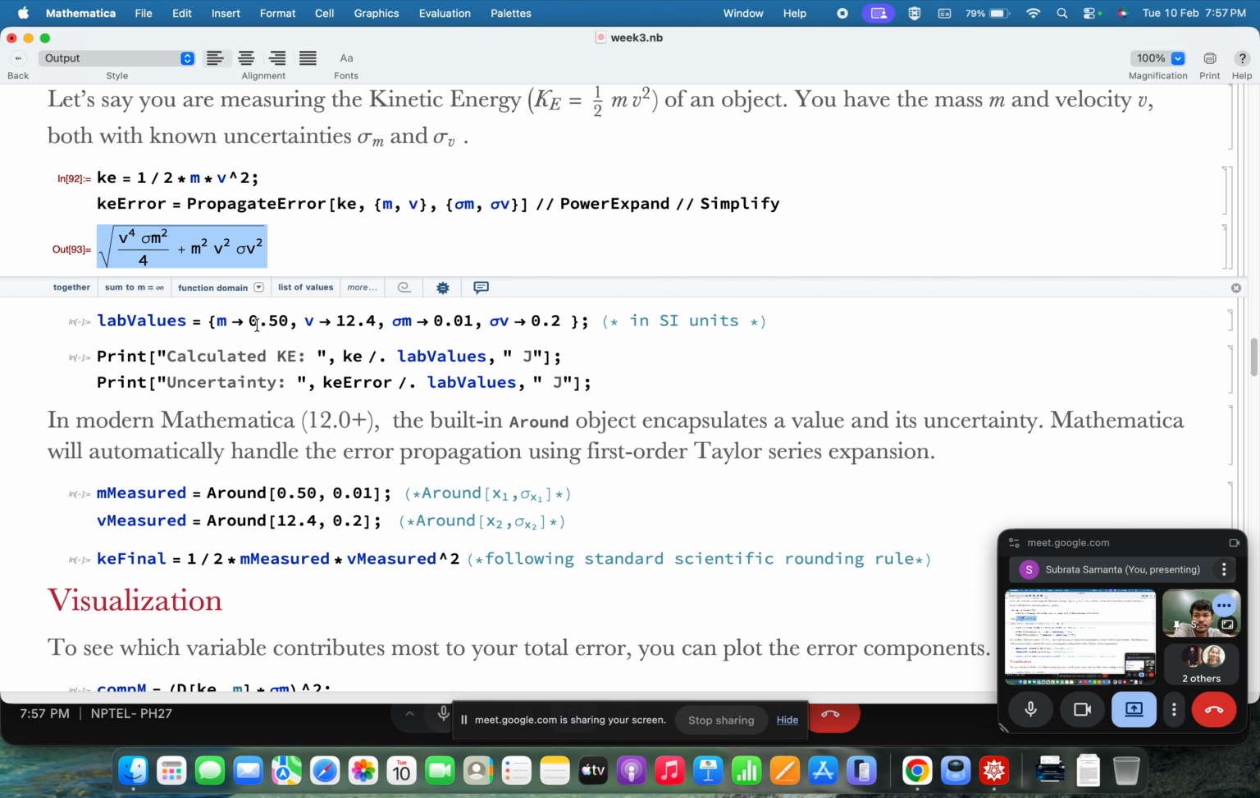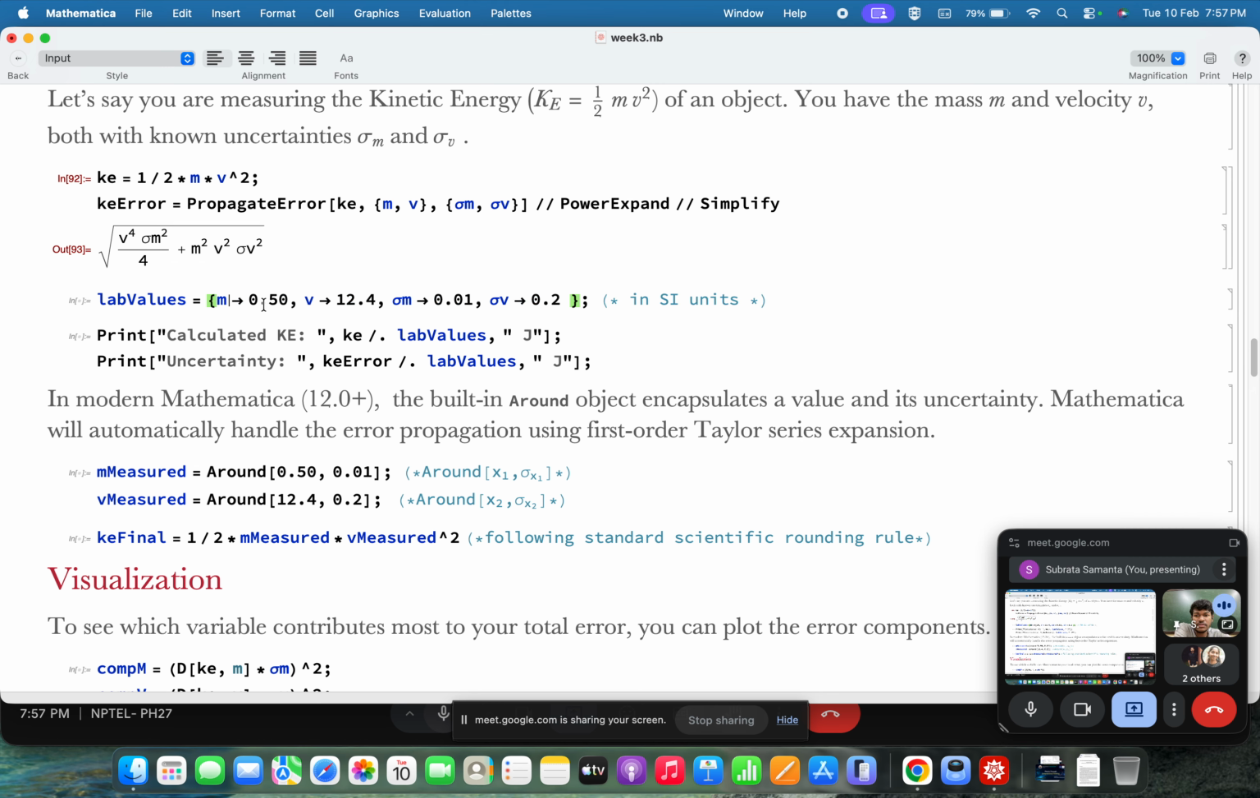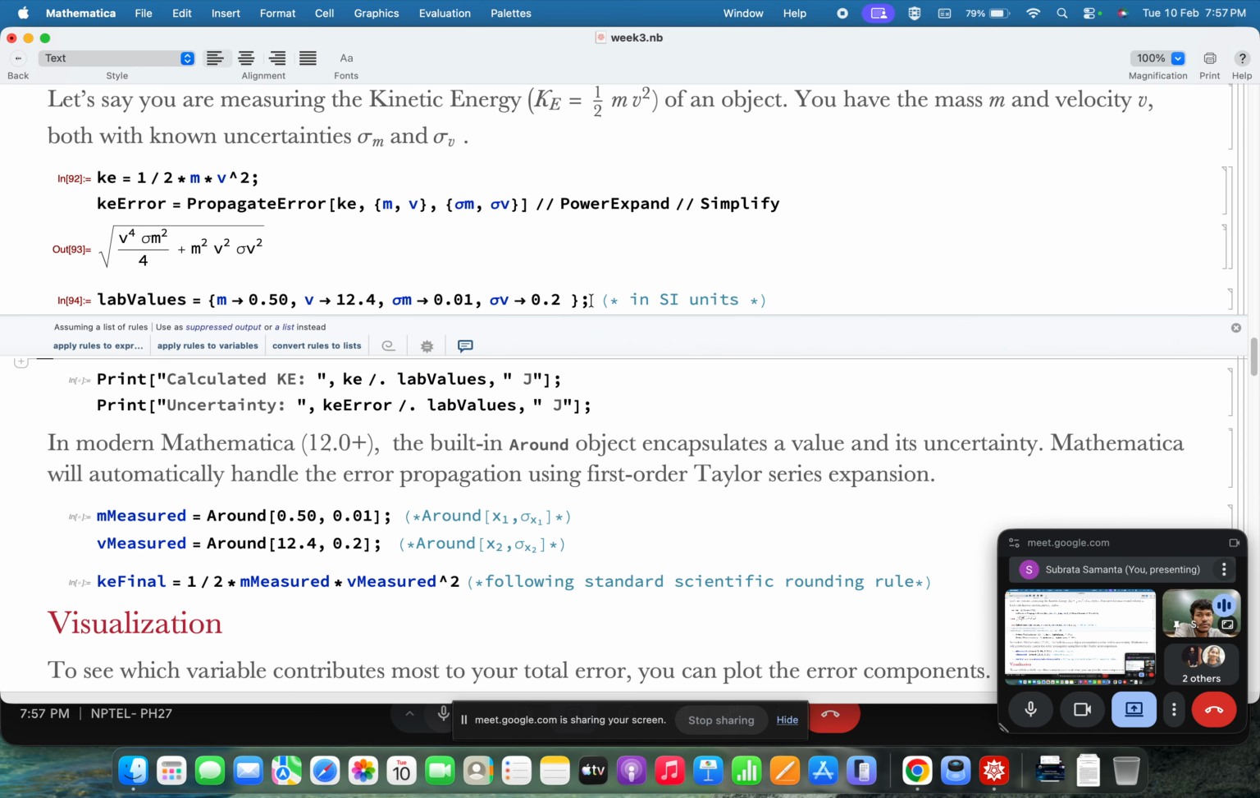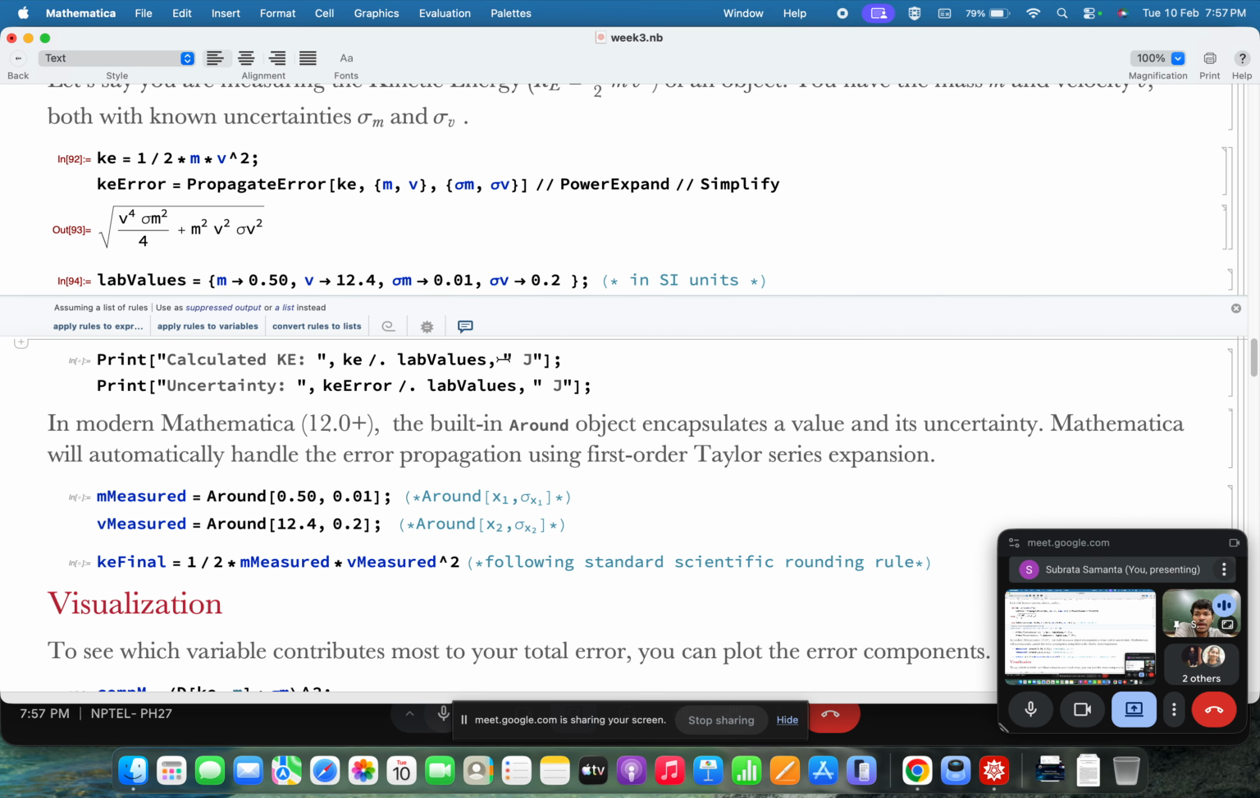Now I assign the values. This is my lab values. I have m is 0.5 kg and the velocity v is 12.4 in SI units, let us say meters per second. The standard deviation of m is 0.01 and the standard deviation of v is 0.2. I assign those values. Now I calculate the kinetic energy.